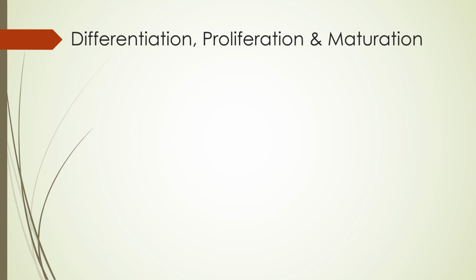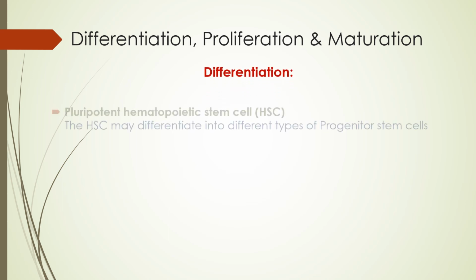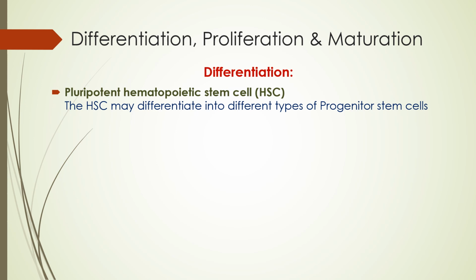Differentiation, proliferation and maturation. This is a very important process, and we should have a brief but clear concept about these processes. Differentiation. The pluripotent hematopoietic stem cell, or HSC, has the ability to differentiate into two types of stem cell, that is the stem cell producing the myeloid cell and the stem cell producing the lymphoid cell. The hematopoietic stem cell may differentiate into different types of progenitor cells.